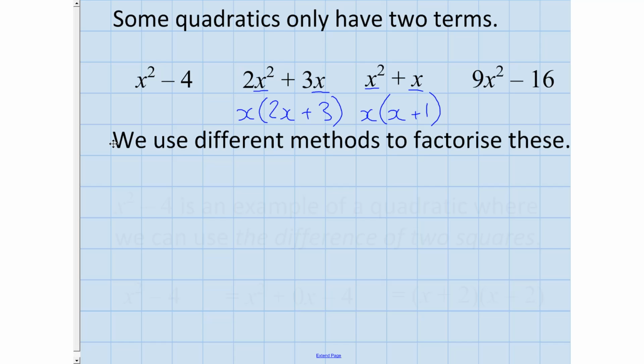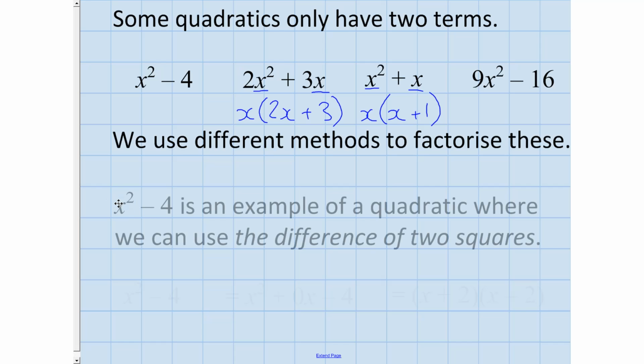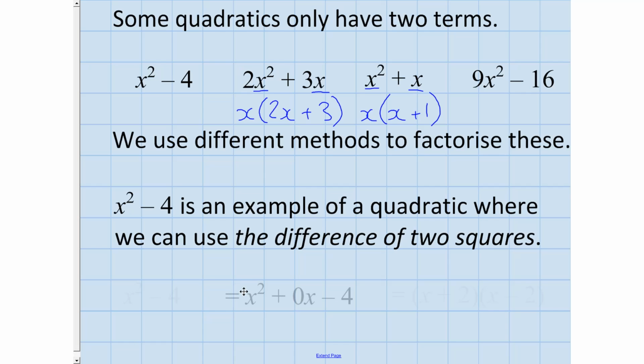But what about these other two? Well, x squared minus 4 is an example of a quadratic where we can use the difference of two squares. X squared minus 4 is really x squared plus no x's minus 4. So we could use the method for factorising quadratics, and we would look for numbers that multiply to give minus 4 and add to give 0. Well, that's plus 2 and minus 2. So your brackets are x plus 2 and x minus 2.